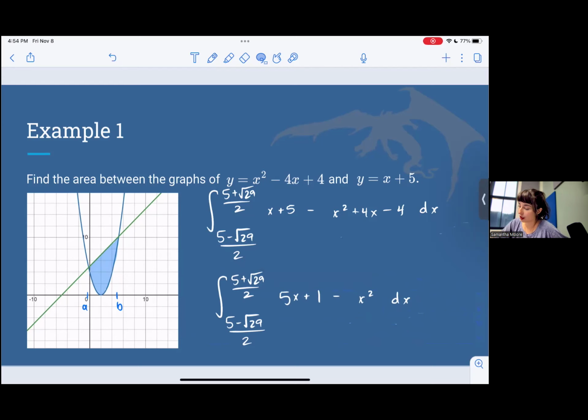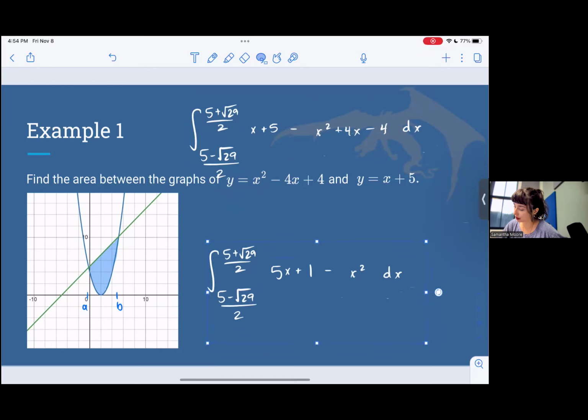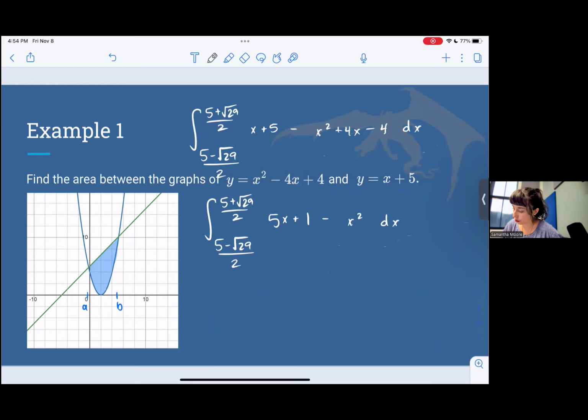So when I antiderive, that's the function that I should find my antiderivative of. And so I should be taking 5 halves x squared plus x minus 1/3 x cubed plus c. That's my antiderivative. And I should plug in my two roots.